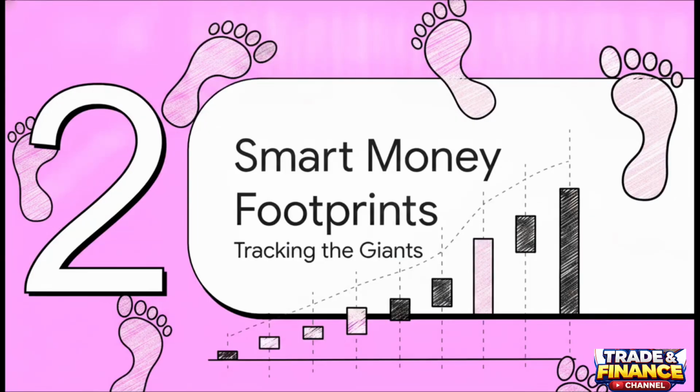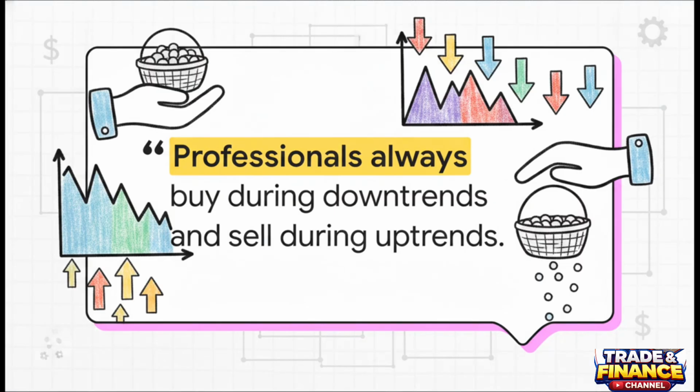So, moving on to Section 2, Footprints of Smart Money. Because institutions have to quietly absorb all this liquidity over time, they can't help but leave behind evidence on the chart. They leave heavy footprints. Check out this quote from volume spread analysis expert Tom Williams. Professionals always buy during downtrends and sell during uptrends.